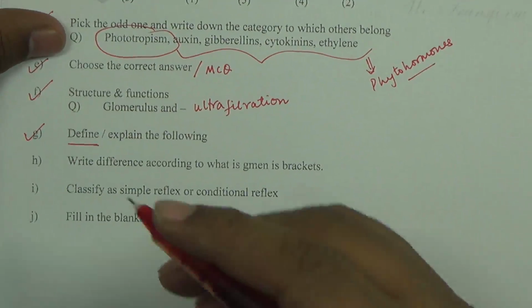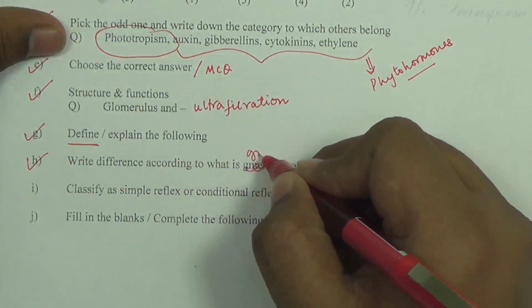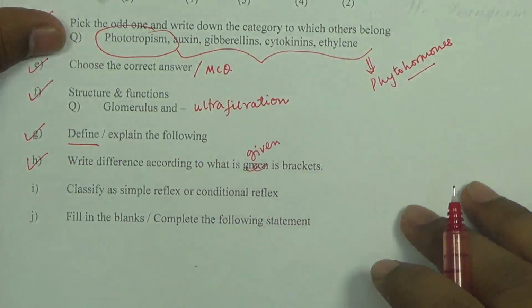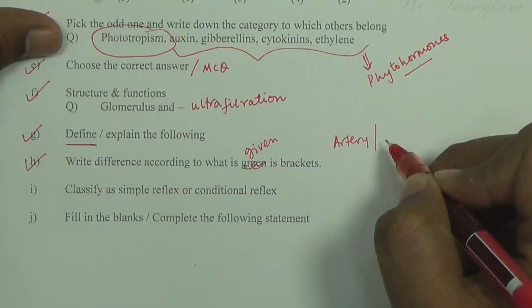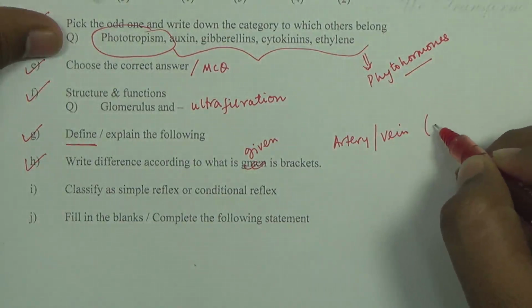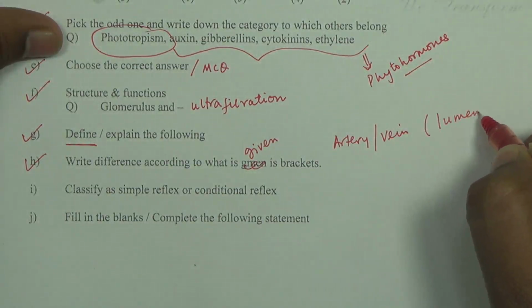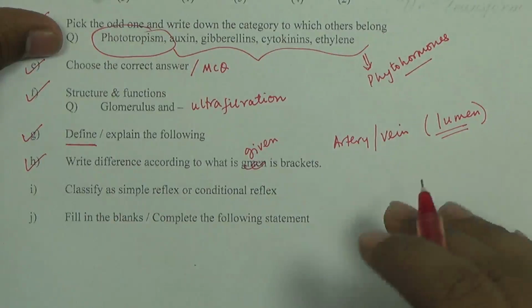You can be given differences, right? Differences according to what is given in brackets. They might give you a question like artery and vein. You have to write differences between artery and vein, and in brackets they might write lumen. So according to the lumen of artery and vein, you have to write down differences between them.